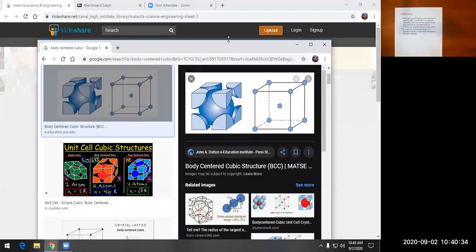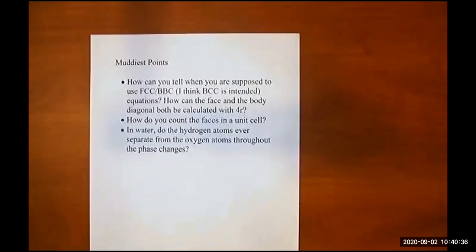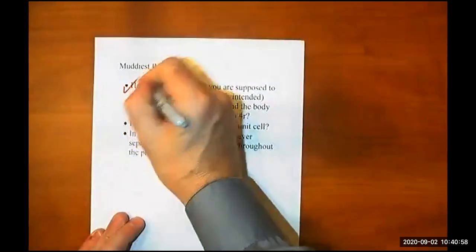Okay, so switch here, back to that. Okay, so how do you count the faces in a unit cell? Where are my pens? Here we go. How do you count the faces in a unit cell?